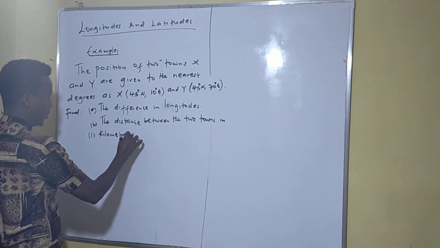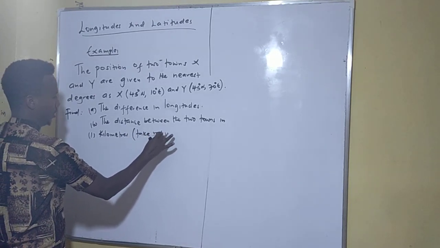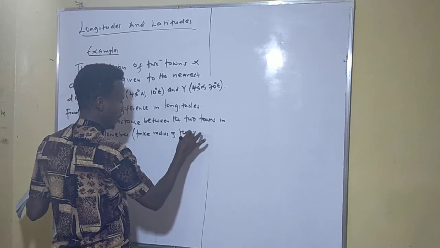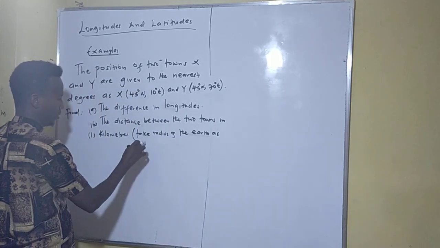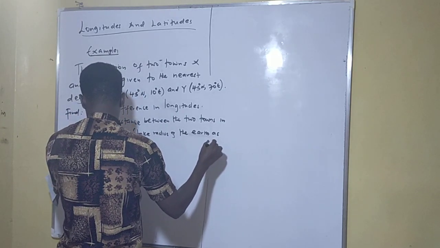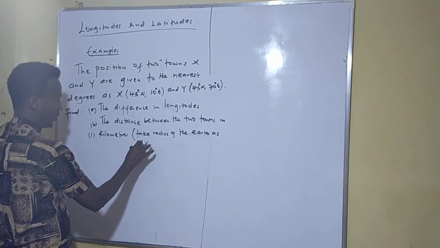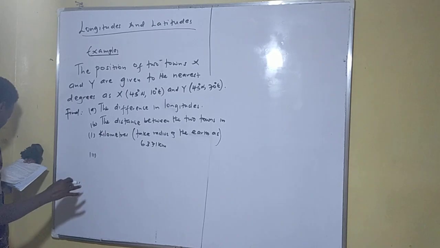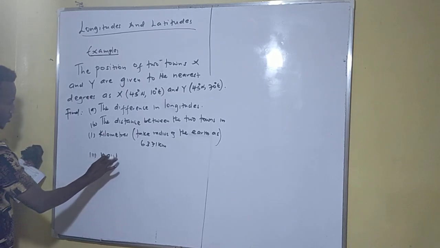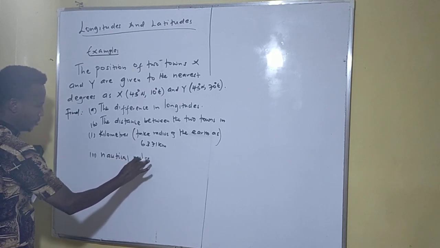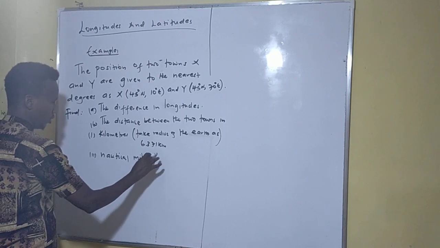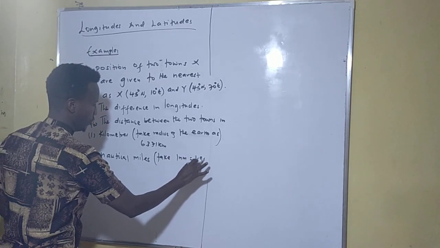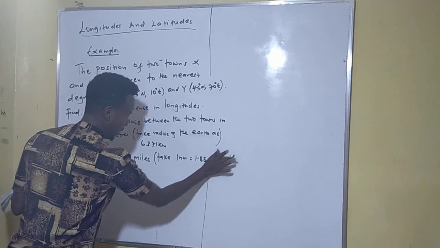You are told to take the radius of the earth as 6371 kilometers, okay? That's what they're saying. 6371 kilometers in the bracket, yeah? Then Roman 2, we have nautical miles, and you're told to take 1 nm is equal to 1.853 kilometers. Just understand this here. So this is the relationship, okay?